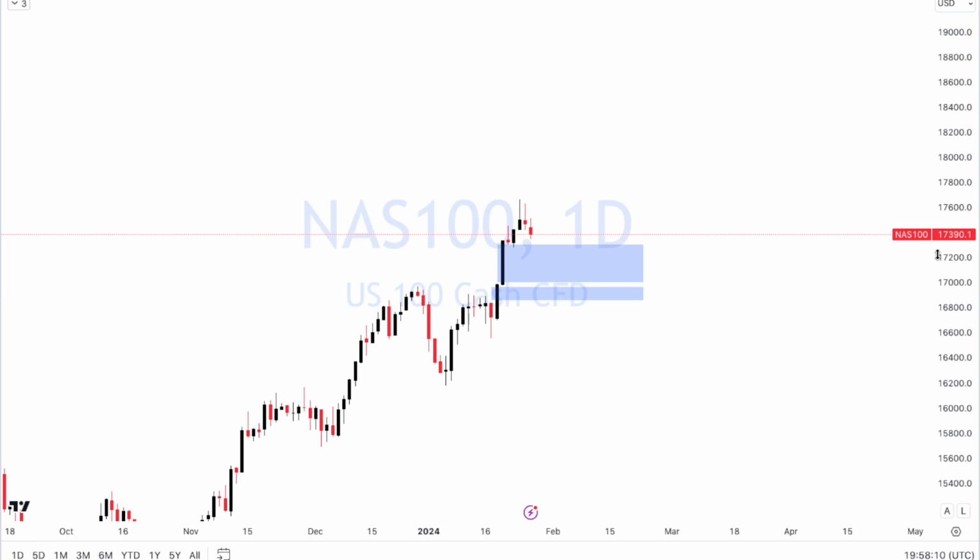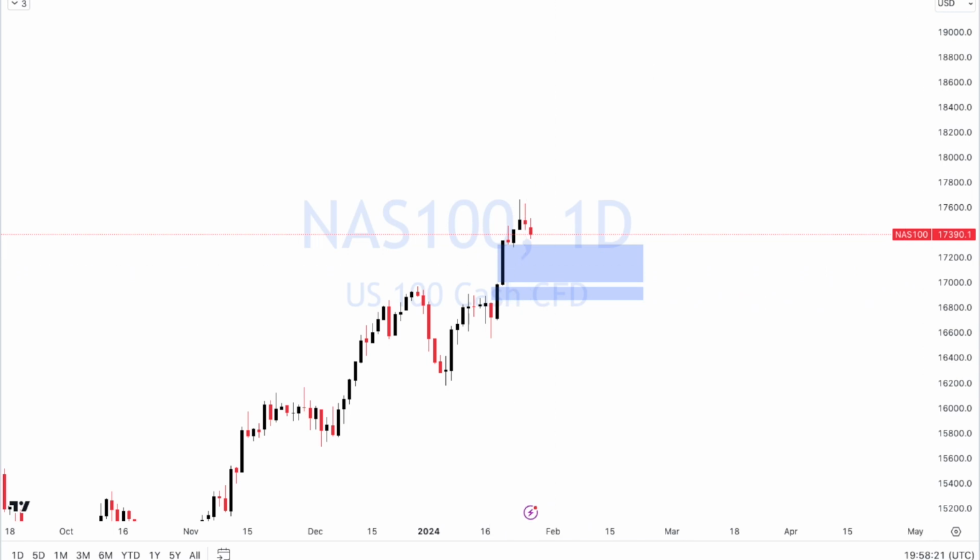So with all of that covered, my awesome people, a couple of things to take away from this video. Price is pulling back down again. We have these zones we need to keep an eye on if you're looking at it on a daily chart.